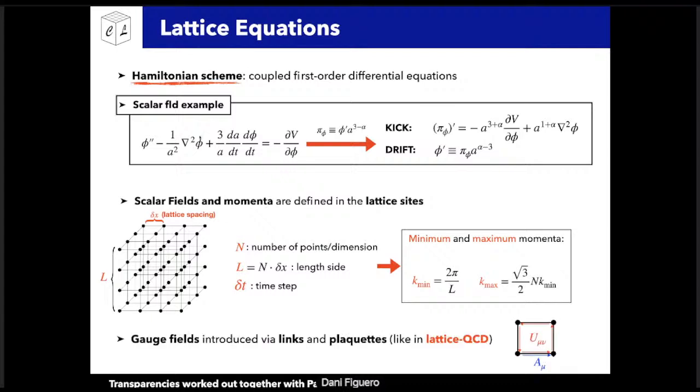And of course, this was an example for scalar fields. For gauge fields, what you have to do is introduce links and plaquettes pretty much as people do in lattice QCD. Except that here we don't do a path integral. Here we do the evolution in time of the dynamics of the fields.